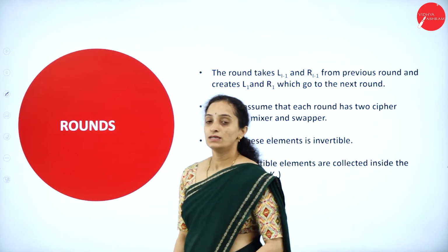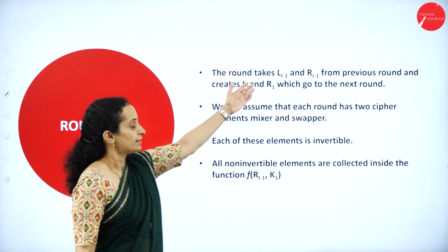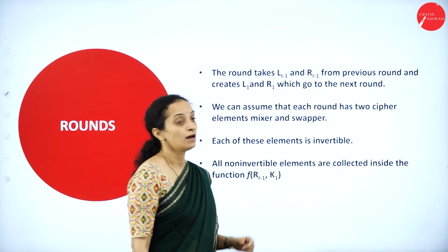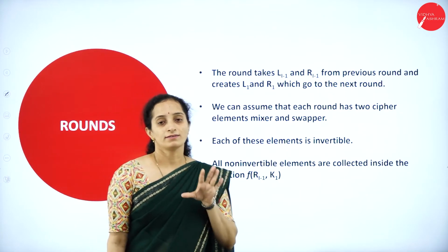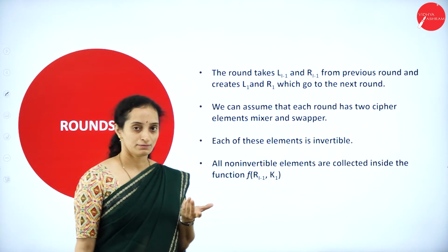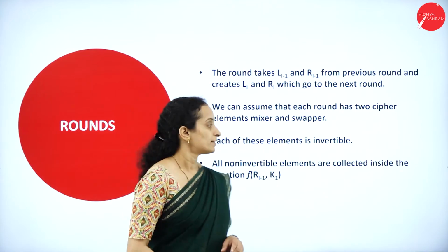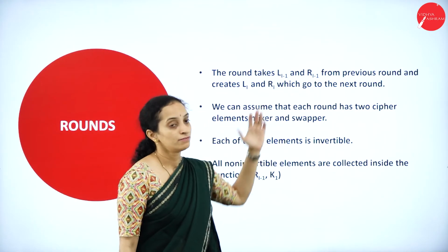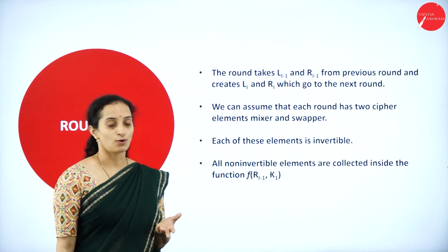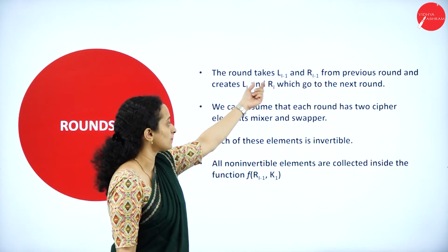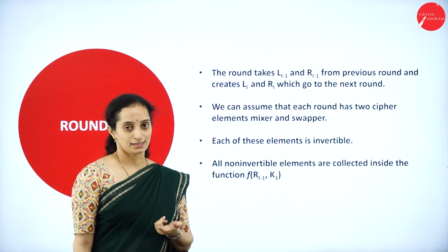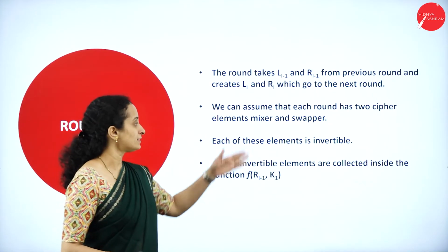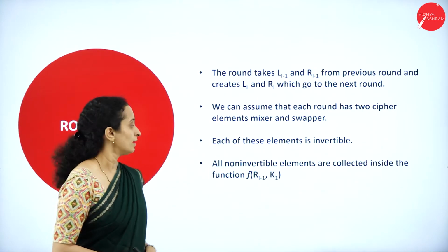So the round takes L of i minus 1 and R of i minus 1 from the previous round, or if you take it as the initial round, it will be 0. They are taken as Li and Ri, which go to the next round. And again, the next round starts with L of i minus 1 and R of i minus 1 and generates Li and Ri.